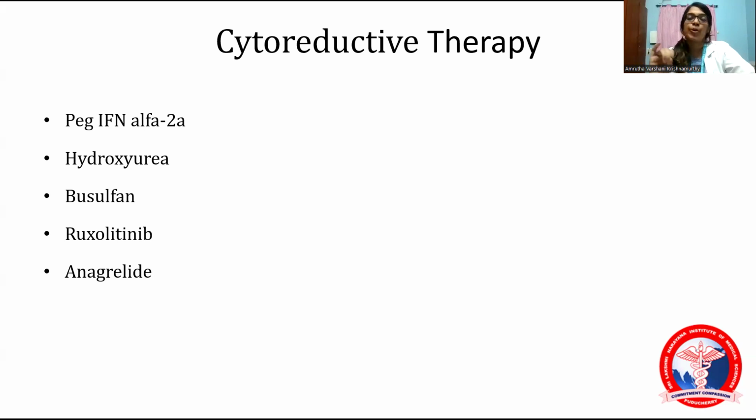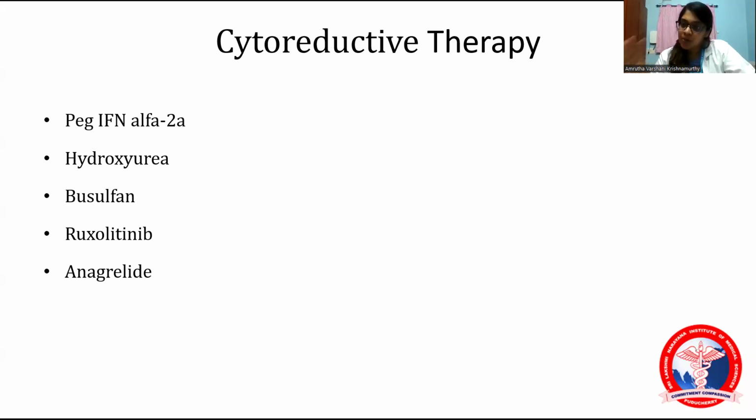But this is a subcutaneous injection. That is one disadvantage. Second, it is less tolerated than hydroxyurea. Hydroxyurea is a very well tolerated drug, and it is now the most commonly used drug for polycythemia vera. And interferon alpha is also very expensive. So we generally don't give interferon alpha.